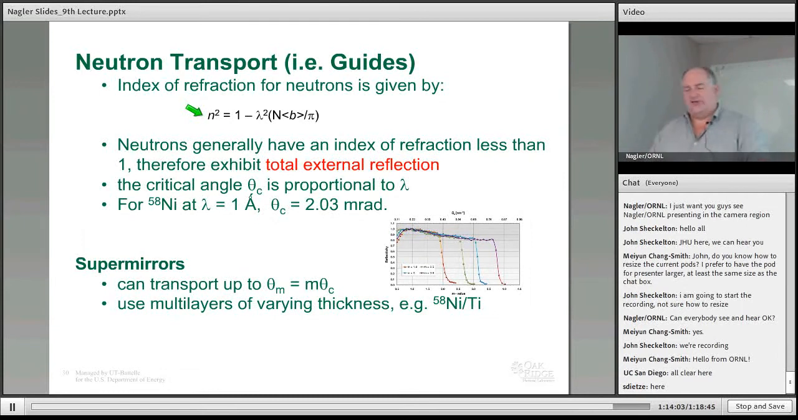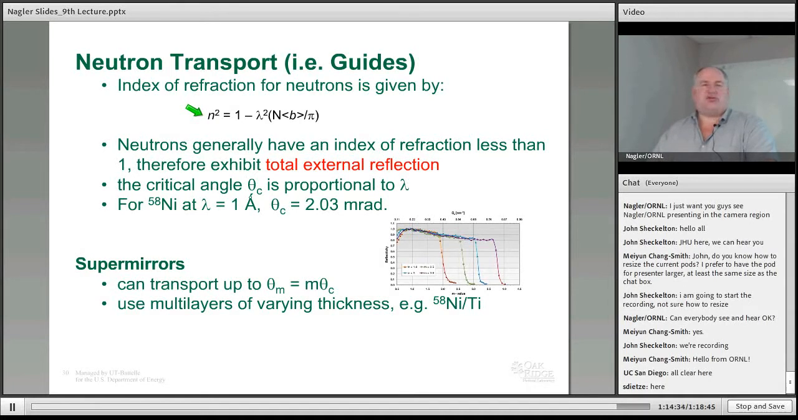Okay? So what I can do is I can take a long, straight, flat, four-sided glass tube, coat it with something. The neutrons can then be, if they come in at a shallow enough angle, below the critical angle, guided down the tube. And it turns out the critical angle is proportional to wavelength, and you can work this out if you just use standard optical equations. You can look this up in a lot of places.